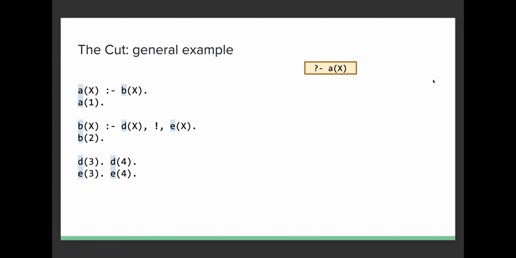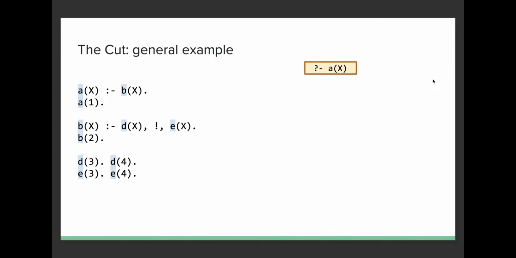So here we have A, which is true either if B of x is true or it's true for 1. Then B itself is true either if both D and E are true for x, but there is a cut operator used in the middle. B is also true for 2. And D is true for 3 and 4, and E is also true for 3 and 4. Okay? So let's see how this works.